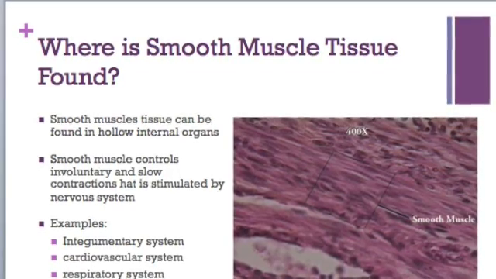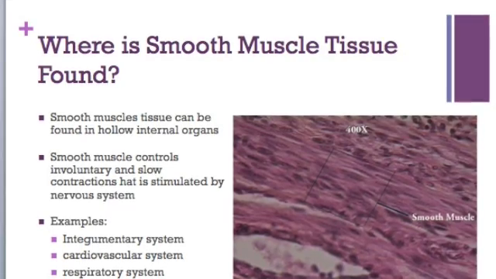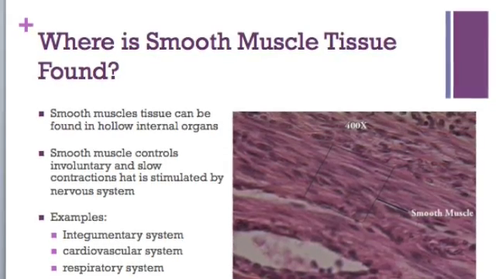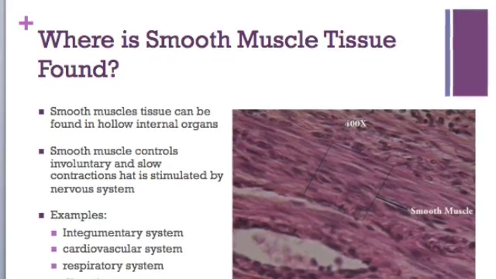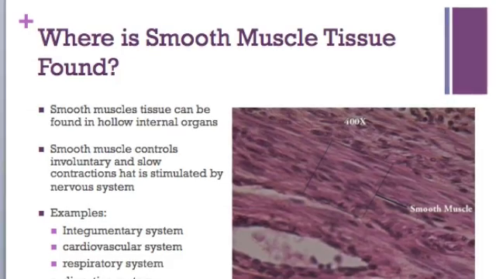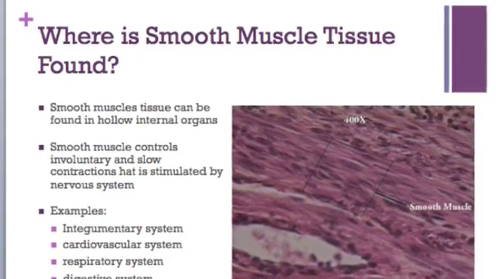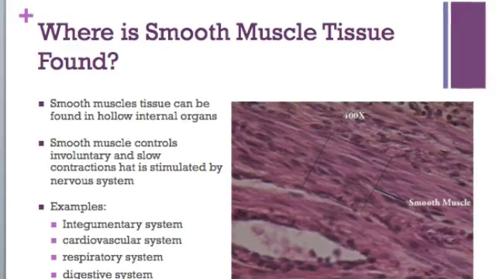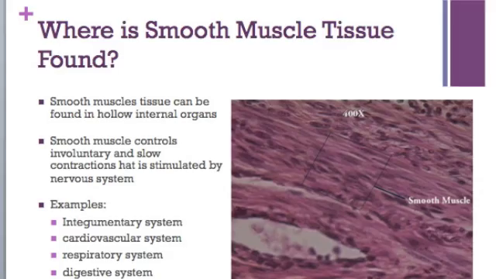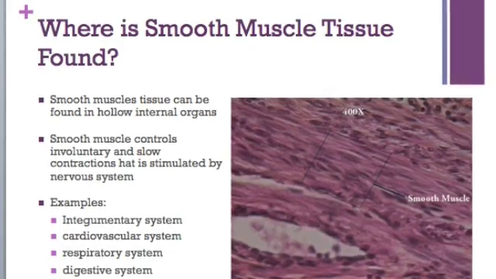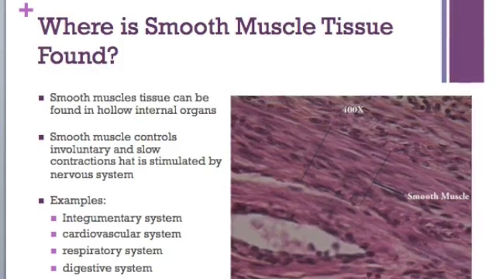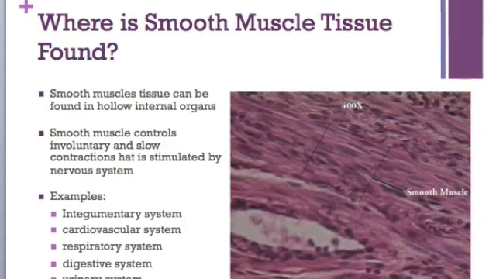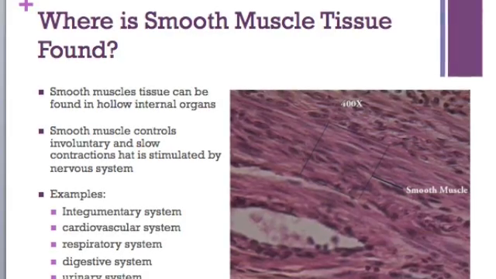So smooth muscle tissue can be found in hollow internal organs, and these are some examples. In the integumentary system, smooth muscles are around blood vessels to regulate blood flow to the superficial dermis, and it elevates the arrector pili hairs. Cardiovascular system. Smooth muscle tissue surrounds blood vessels to help regulate blood pressure. Respiratory system. The contractions and relaxations of the smooth muscle widen the diameters of the respiratory passageways and change the airflow resistance.